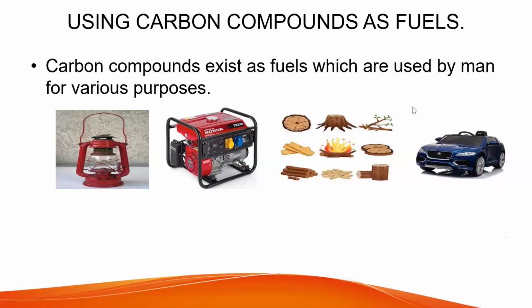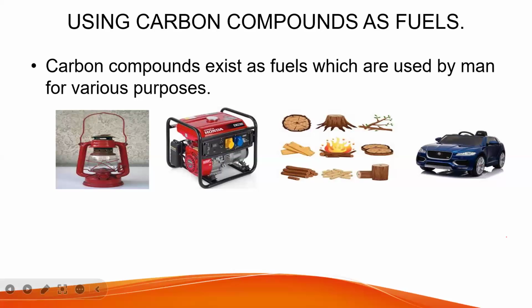Okay, thank you. So each of these elements is a fuel. That means the fuel that we are using in these different items is a carbon compound. So for example, Maxwell said this is a kerosene lamp. That means kerosene is a carbon compound used in kerosene lamps in order to produce light or heat.